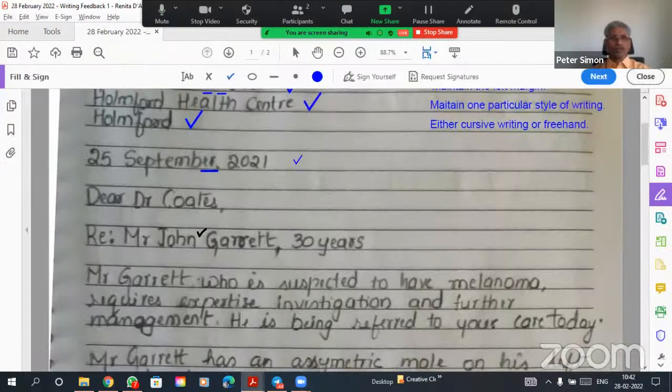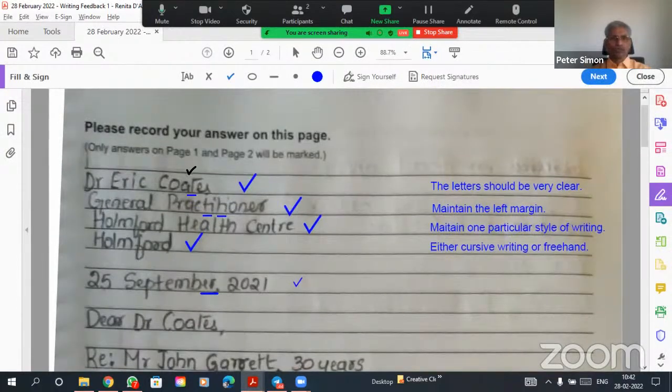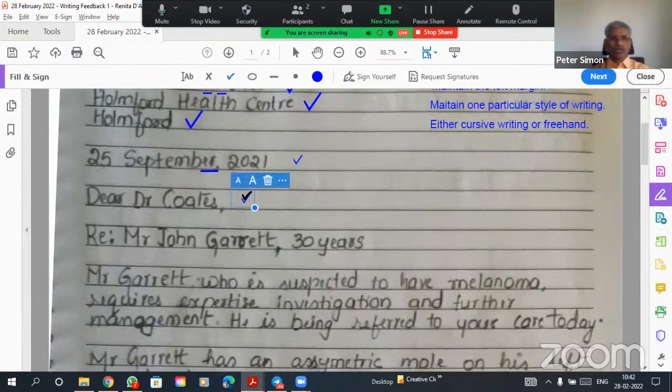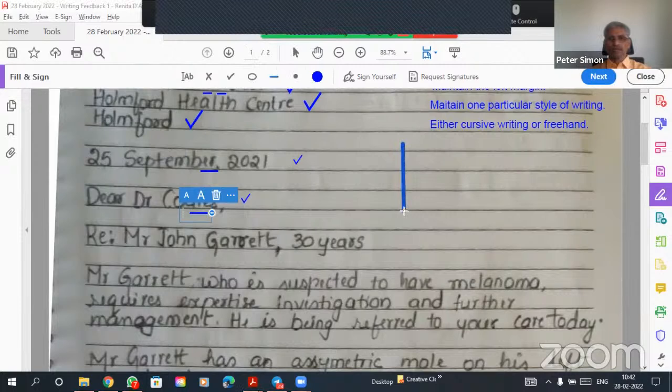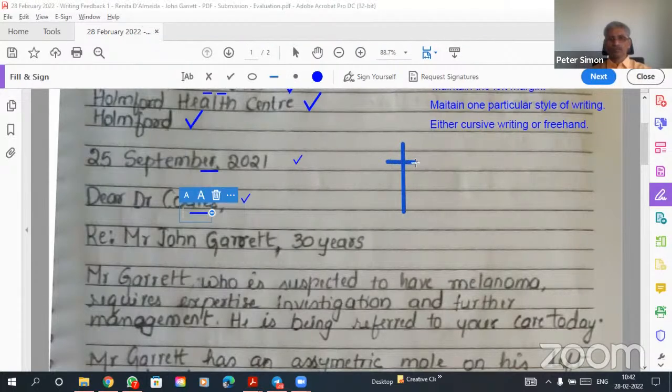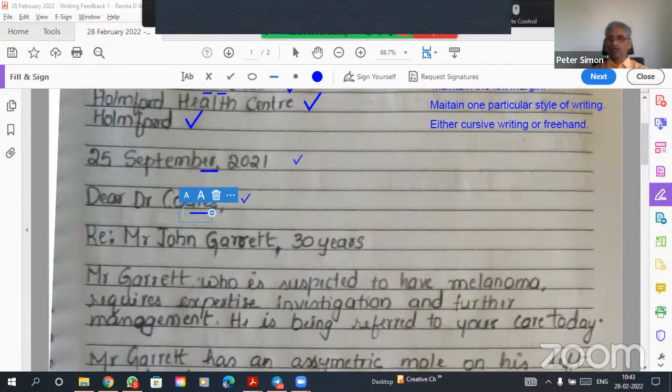Dear Dr. Coates. See, T again is a problem. Make this a standard. How are you supposed to write a T? Like this, and always cross the T. If you write it like this, it is not considered a T. So always cross the T and dot the I. This is the rule. If it is not clearly understood, you'll be losing your marks.